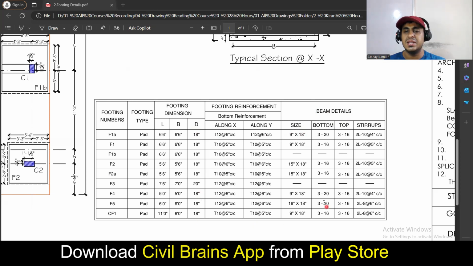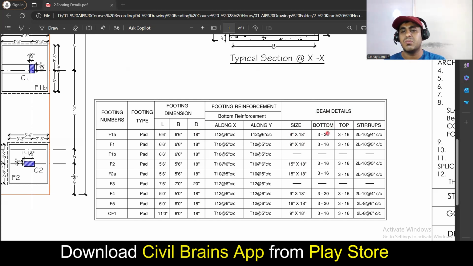You see 18, 18, 18. Here also 18, 18, 18, 18, they have given. So whatever is the depth of the footing, the same will be the beam depth. And then 9-inch or 12-inch width you can provide. 9-inch is also sufficient, 12-inch is also okay. 15-inch they have given it here.